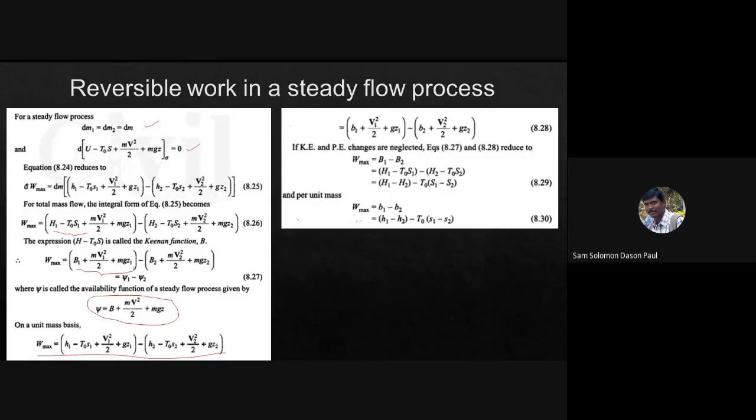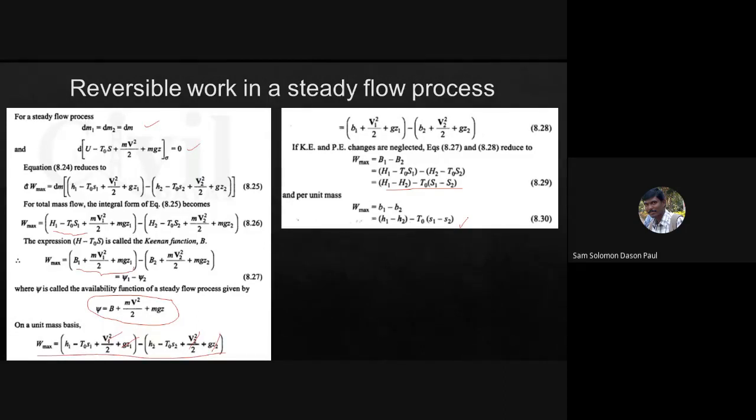So W max is B1 minus B2. If the kinetic energy and potential energy terms are neglected, you simply have H1 minus T naught S1 minus H2 minus T naught S2, so H1 minus H2 minus T naught times S1 minus S2. On a per mass basis, it is the specific enthalpy difference minus T naught times the specific entropy difference.